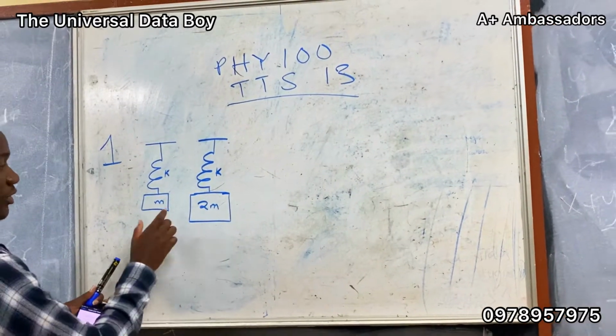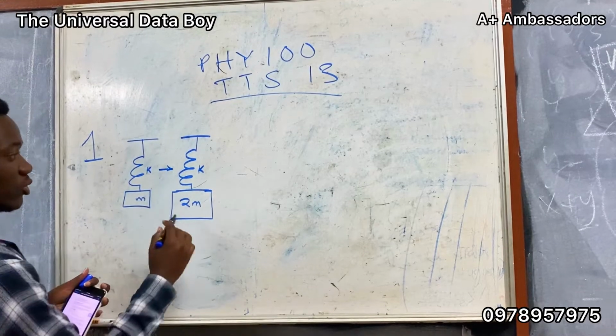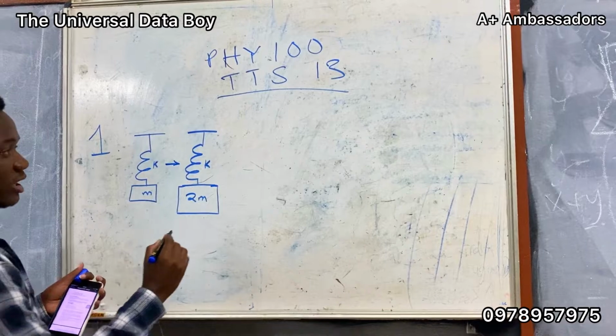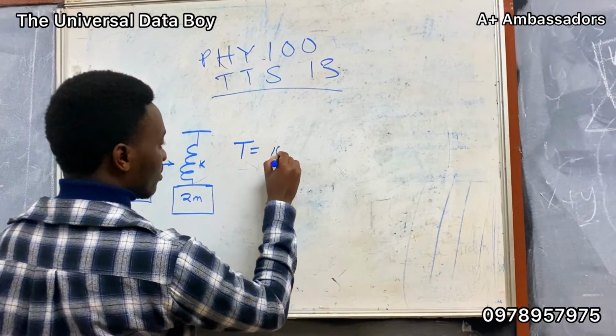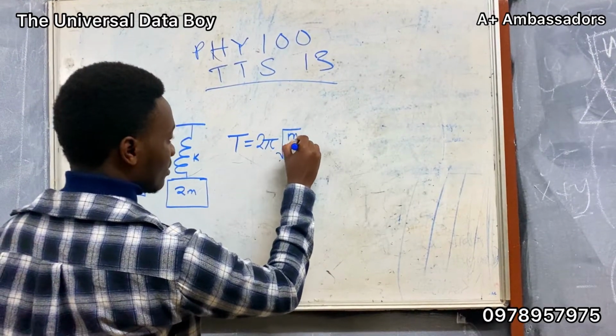Now we're being told this mass is removed and then replaced with something like this. So how does the period change? We know that the period is given by the formula T is equal to 2 pi square root of m over k.